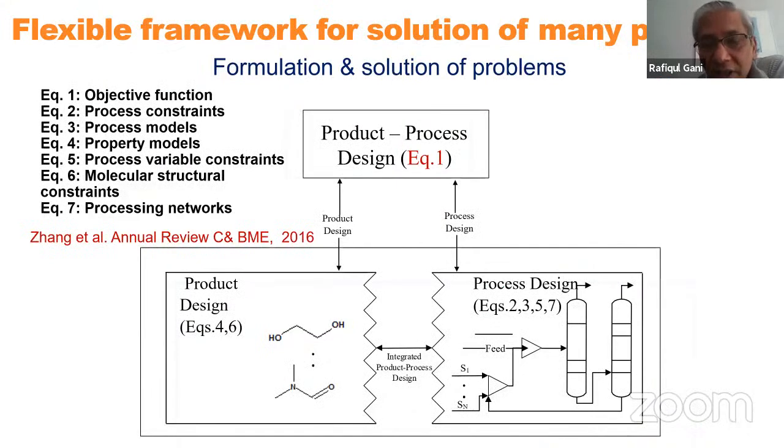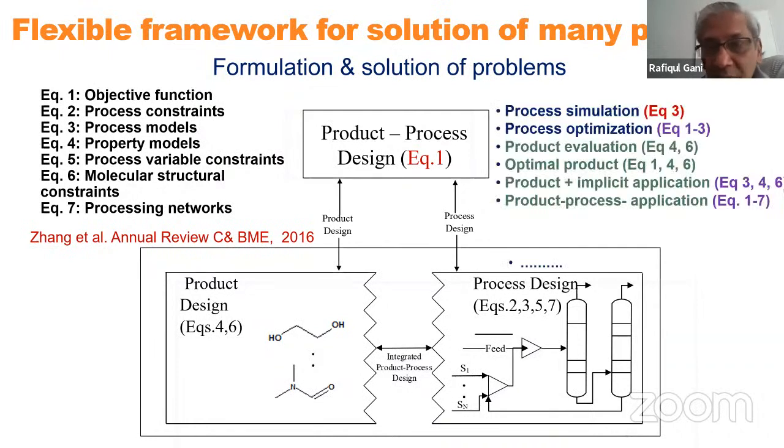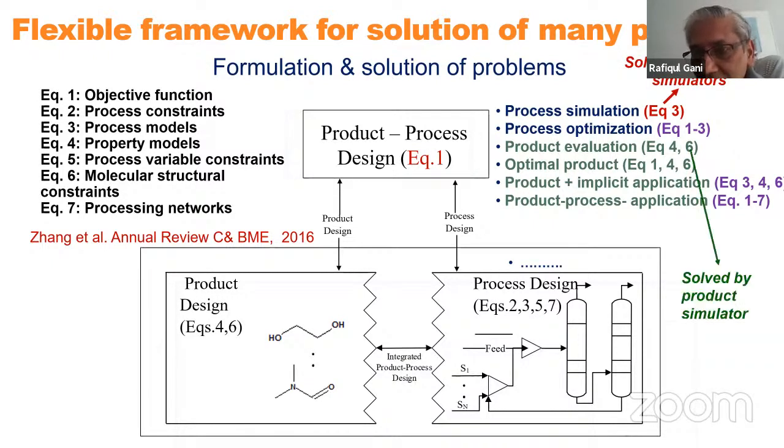So here are some examples of how the general problem formulation can solve a wide range of problems. So you see the equations on the left-hand side. And if we are solving only equation 3, it's a process simulation problem. If we are solving only equations 4 and 6, it is a product simulation problem, you can say, to verify the product. If we use equations 1, 2, 3, we are doing optimization of the process and so on.